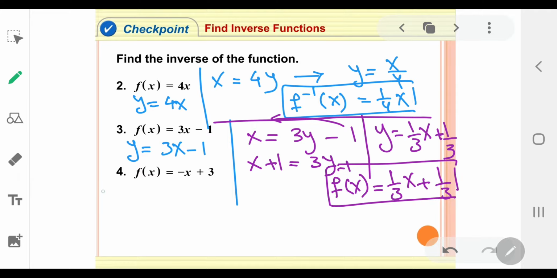Number 4, again, rewrite using y. Interchange x and y. I know that I'm repeating the same steps over and over, so it will be easier for you to do it, inshallah, on your own. Now solve it for y.